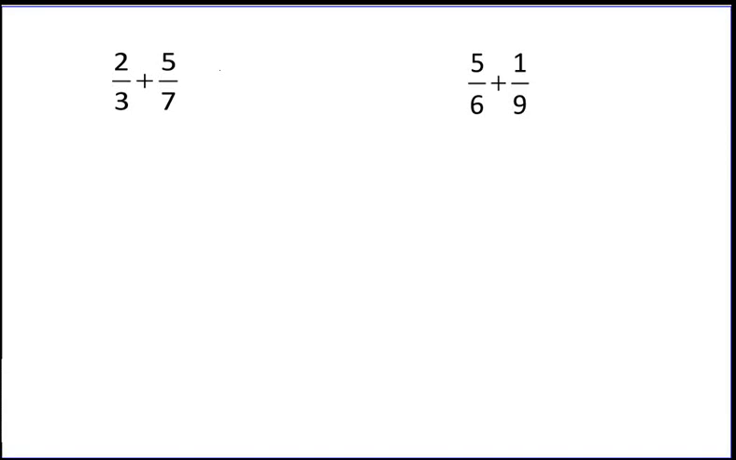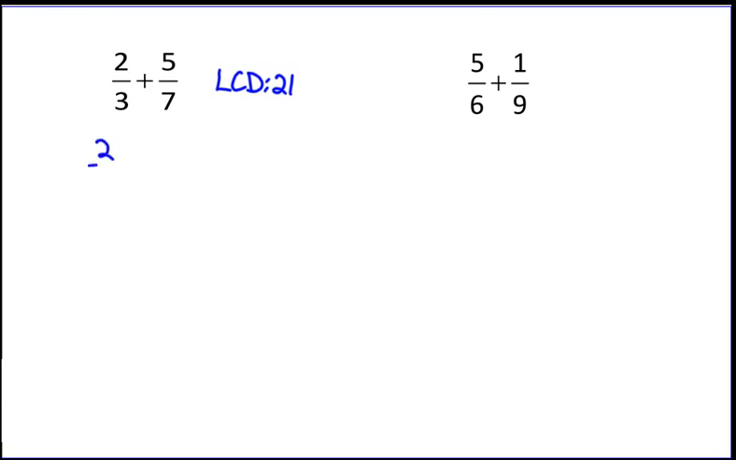We are going to add two fractions together, 2/3 and 5/7. Remember that in order to add fractions, we always need a common denominator. For 3 and 7, that common denominator is going to be 21. So I'm going to write down that the least common denominator is 21. That way we can keep our eye on that 21 and work towards it.